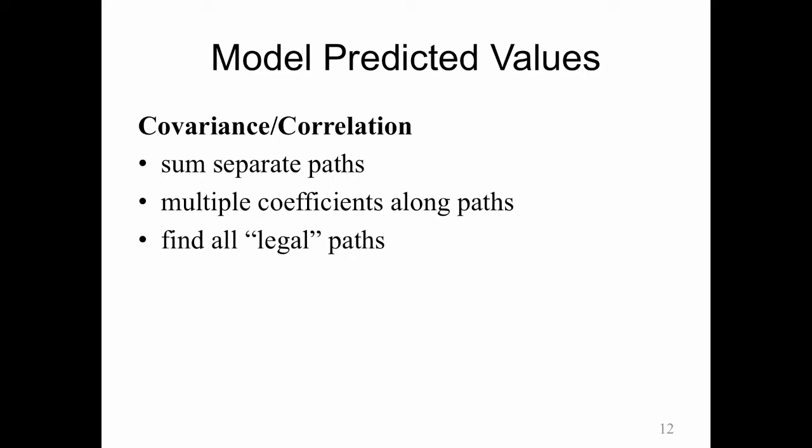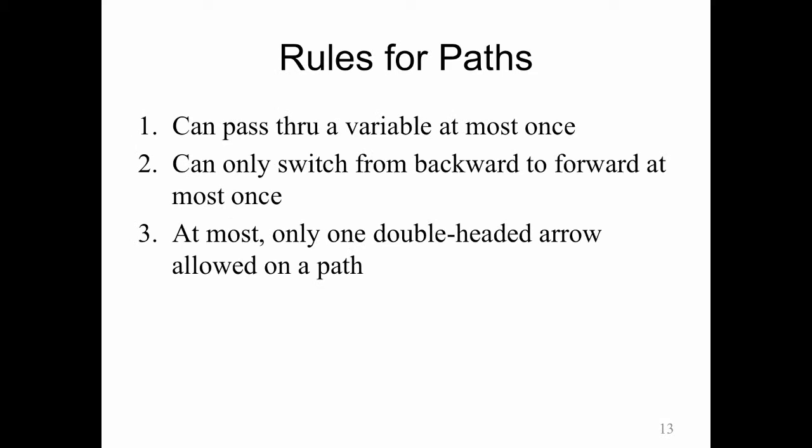The multiple coefficients along the paths get multiplied together, and you have to find all of the quote-unquote legal paths that actually exist. All right, now we're going to practice this, but let me clarify. What are the rules? Rule number 1: you can pass through a variable at most once. Rule number 2: you can only switch from going backward to forward at most once. Notice you can't switch from forward to backward. So if I'm moving forward, I can't turn around and go backwards. But I can switch from backward to forward. And at most, I can cross a single double-headed arrow on a path.